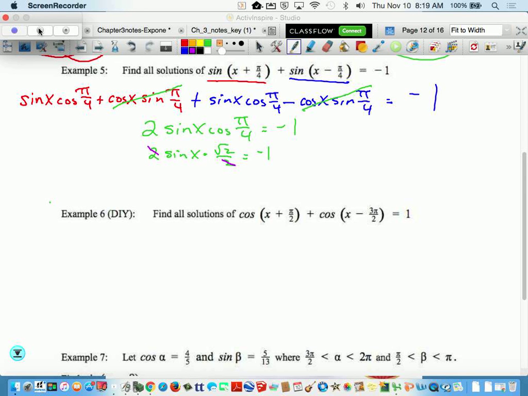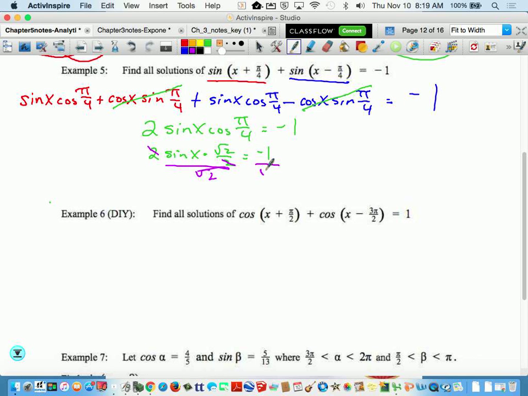I got rid of the 2's, so I'm going to divide this side by root 2 and divide this side by root 2. So what we're really looking at solving is when is the sine of x going to be equal to negative 1 over root 2? You can't have the root 2 on the bottom. So if you quickly rationalize that, what they're really asking is, when is sine negative root 2 over 2?